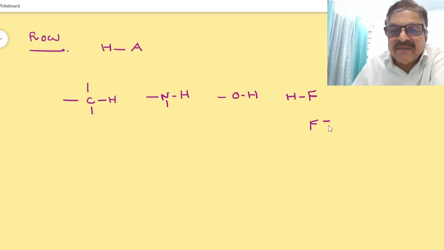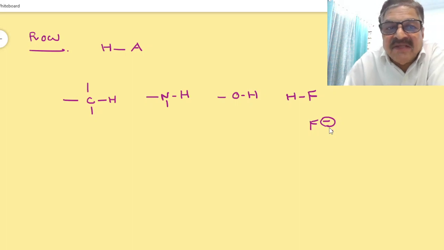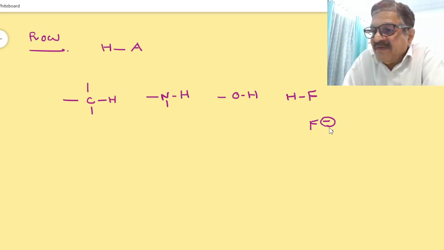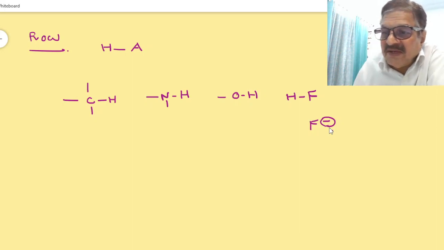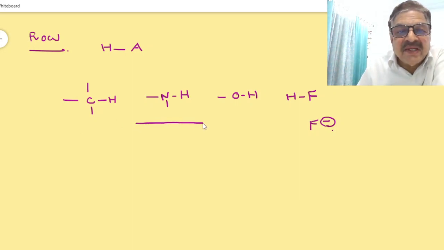Correct? This is the periodic trend here. That is HA, the acid, in group 4, 5, 6, 7. If you are seeing the electronegativity here, if you put an arrow like this, this is increasing electronegativity.